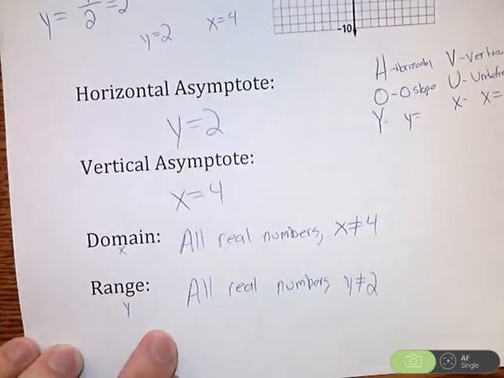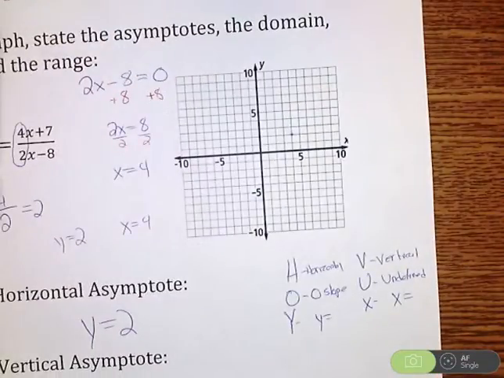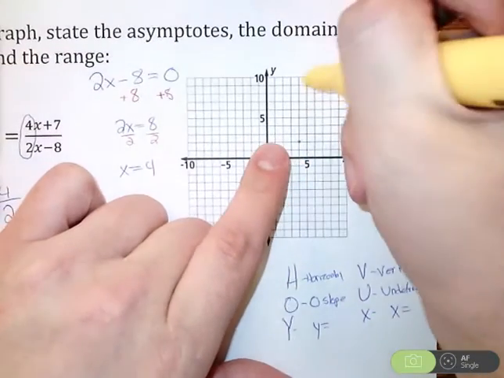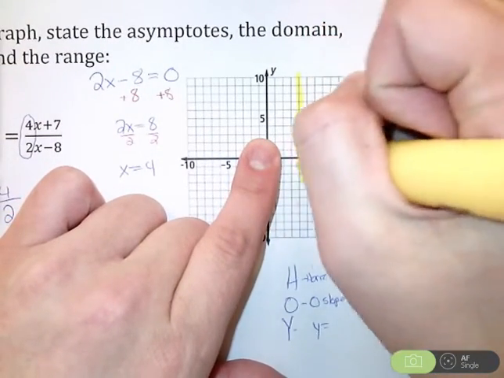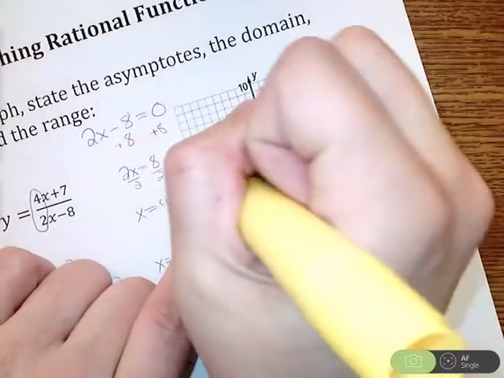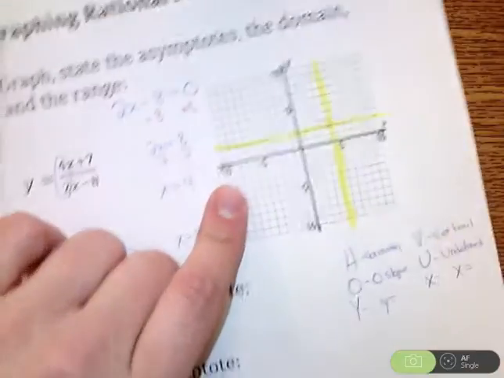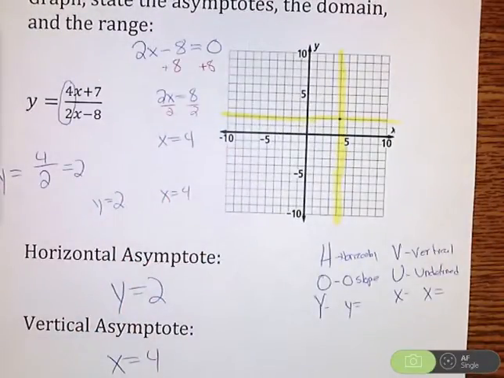And this will make more sense as well when we look at the graph. So as in my previous videos, I talked about that center point. That center point is what makes my crosshair there of asymptotes. So I'm going to use a highlighter to show my asymptotes.